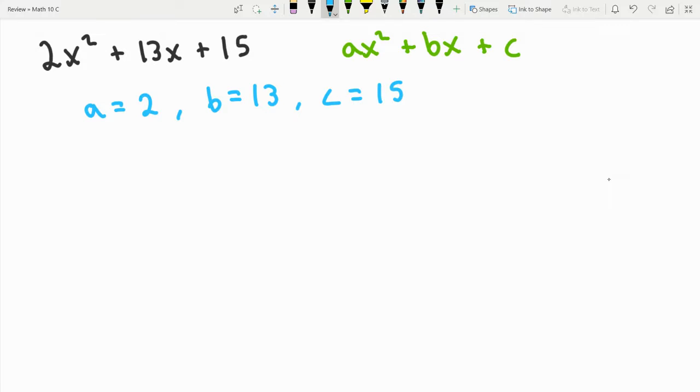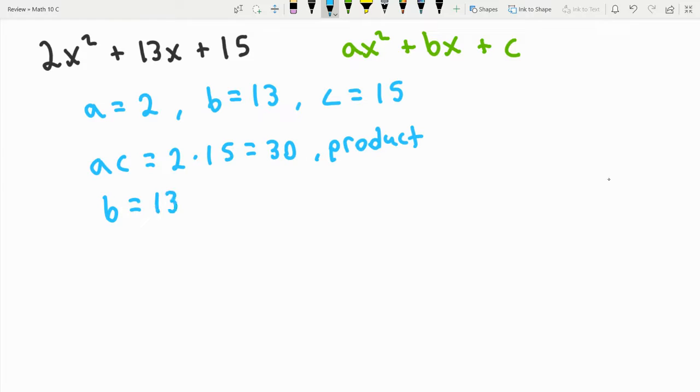And the first step of decomposition is to find my product. It's going to be the product of a and c, so the first term and the last term. So a times c would be 2 times 15, and that will equal 30. And I call this my product. Now I want to find my sum, and in this case my sum is just going to be b, which equals 13.